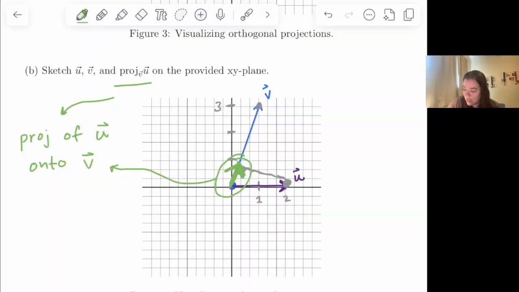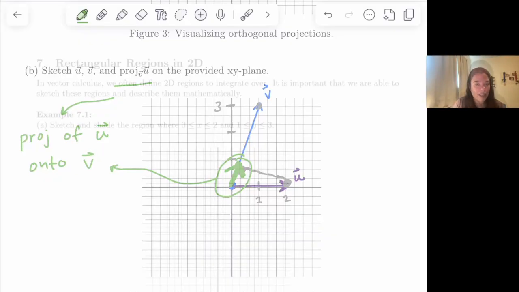Now, because that's not located at a nice point, I can't tell you exactly what that vector is. I would need a formula to calculate the exact location of that vector. And again, you're going to get that formula in your class once you get into this material. But at least now you have a visualization of what exactly you're finding when you are doing projections.